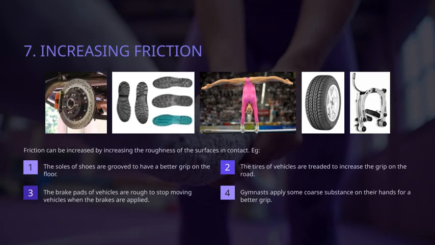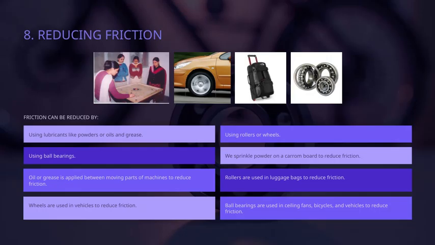All these examples show how increasing surface roughness is a practical way to boost friction, which is crucial for safety, control, and performance across many activities. This idea ties back to our overall discussion of how friction can be managed and applied in real-world situations. Let's talk about how we can reduce friction, which is essential for making machines and movements smoother.